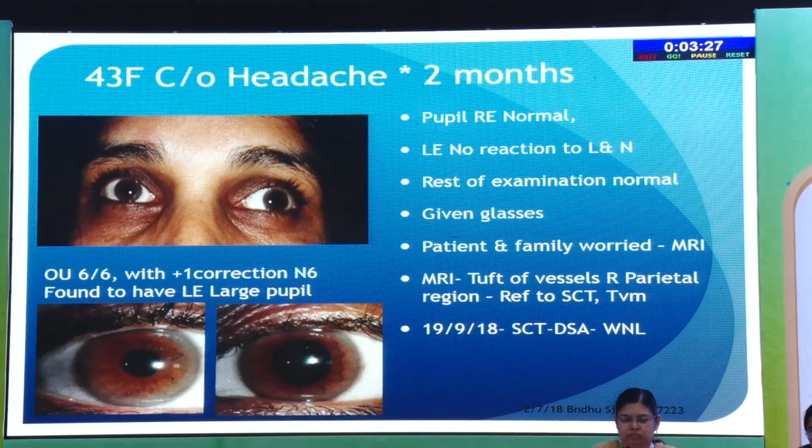But being in Kerala, as you know, patients are highly demanding, and the patient presented with a headache. So as you know, typically in the case of Adie's pupil, you don't need to do further imaging. But in this case, she actually had imaging done because the family were extremely worried. And MRI showed a tuft of vessels, and obviously then you have to go for further investigation. But she had the full investigation done, and everything was normal.